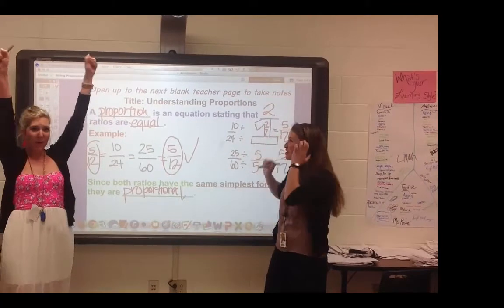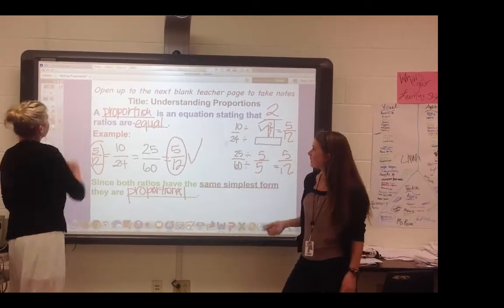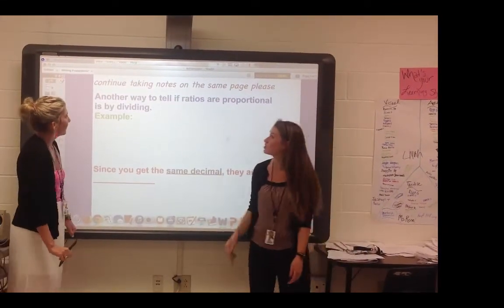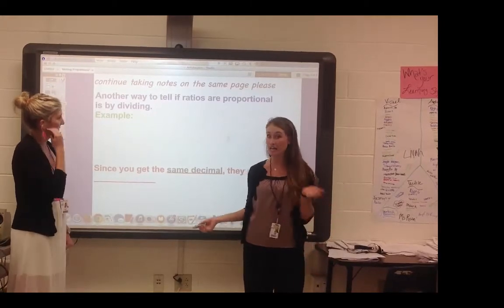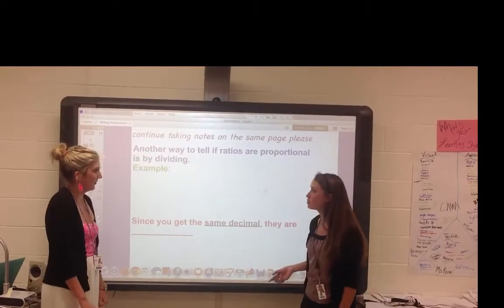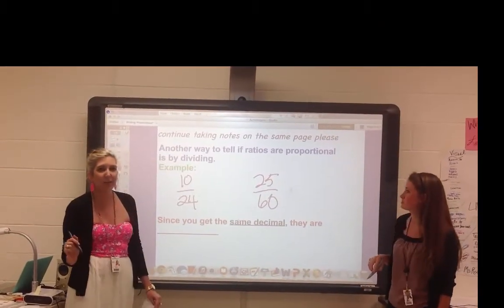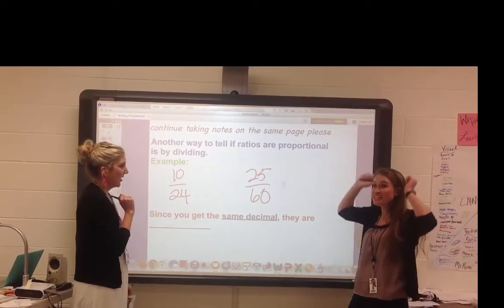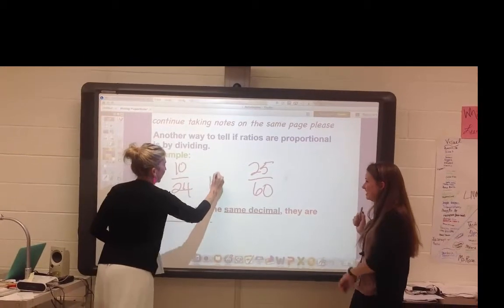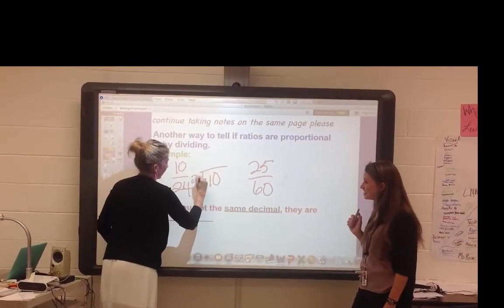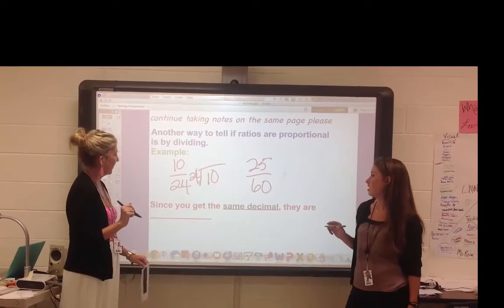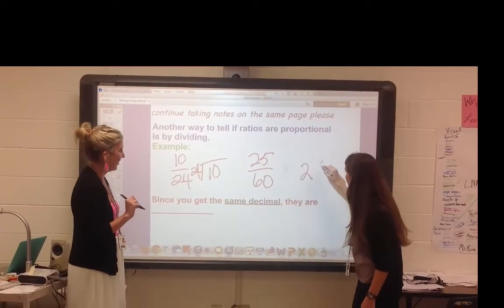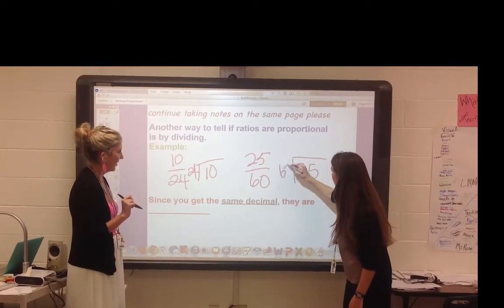Woo! They're proportional! All right, so let's go on to the next page. Another way to tell if ratios are proportional is by dividing. So that same example, we could divide these. How do we divide? What number goes in? Top in, bottom out. So over here I'll do the top in and the bottom out.